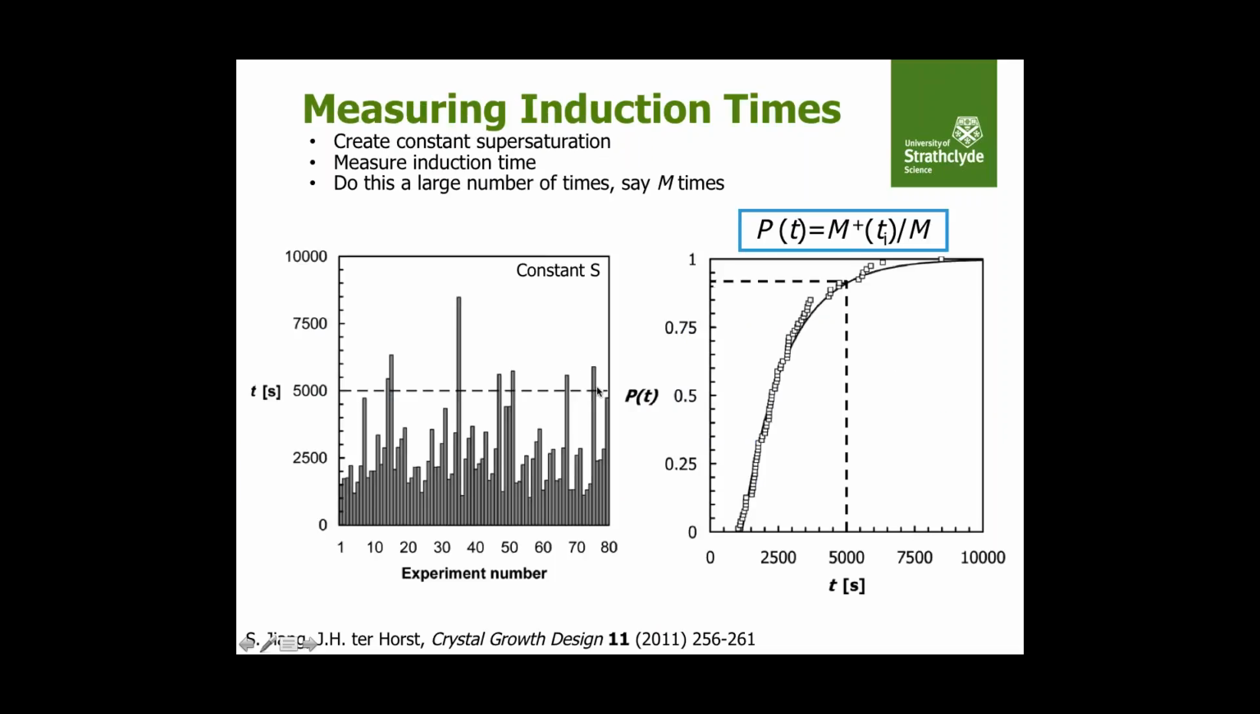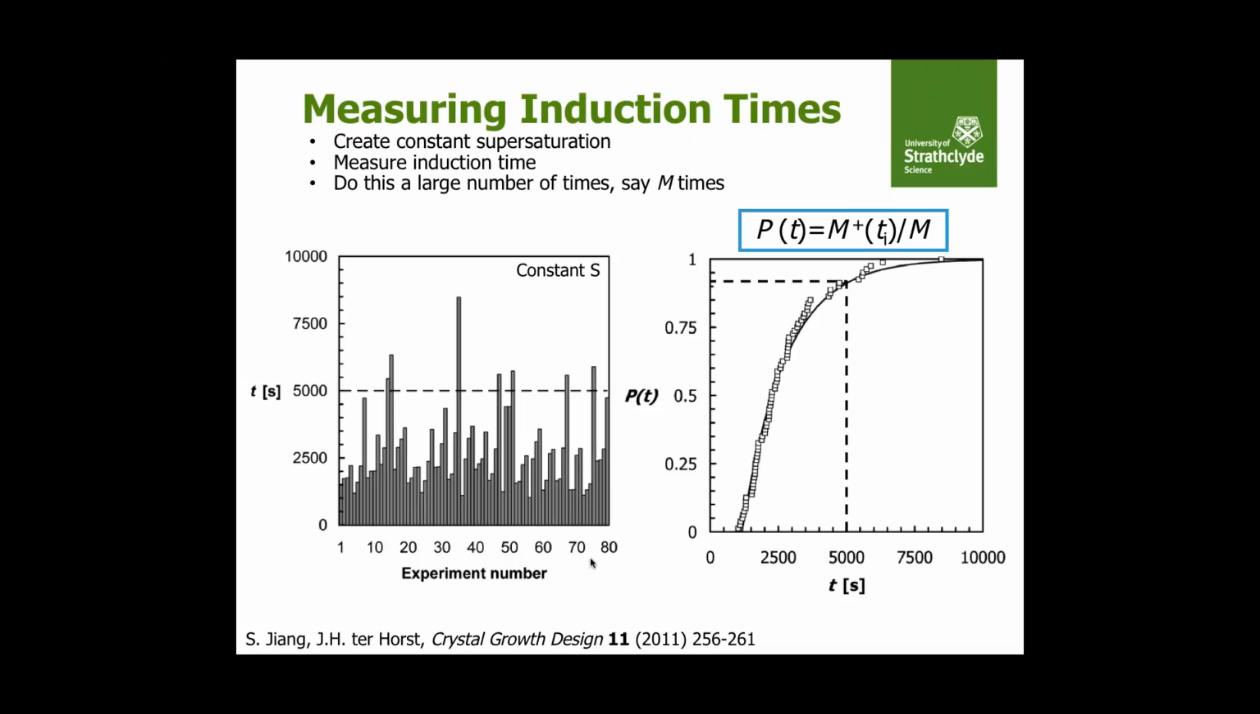So if we do that under exactly the same conditions for a large number of measurements, we get this plot on the left where the induction time is plotted as a function of the experiment number. And you actually see that this induction time varies quite a lot. It varies from say about 1,000 seconds to about 9,000 seconds. And that is because of the nucleation process. It is a statistical process, a stochastic process.